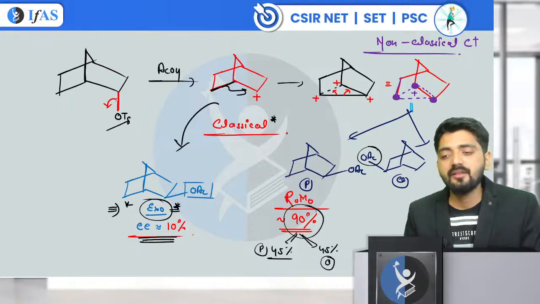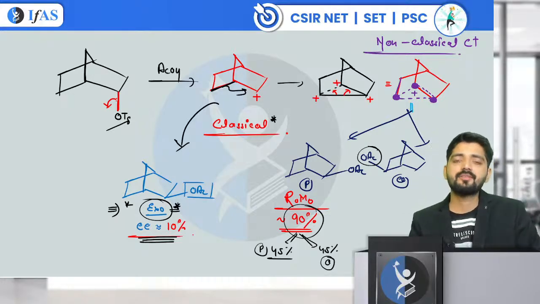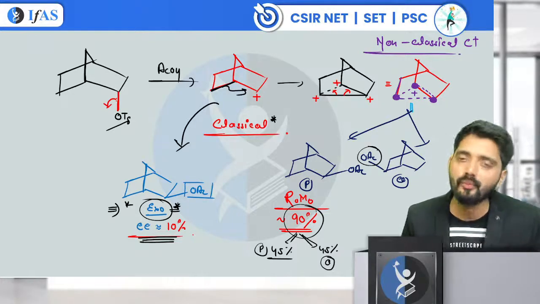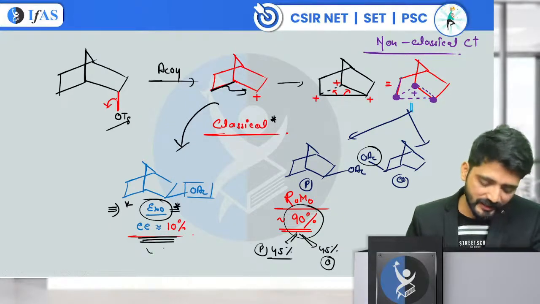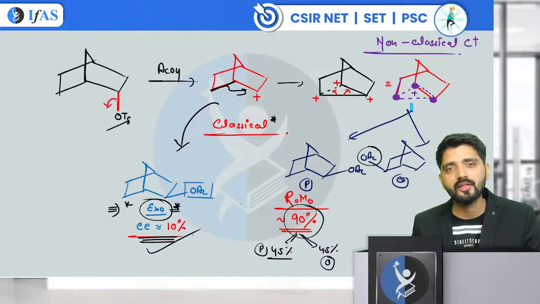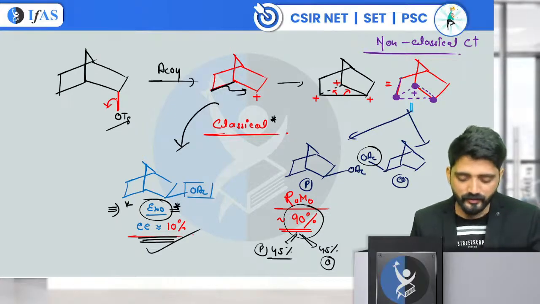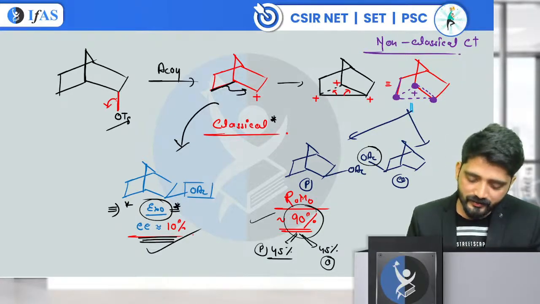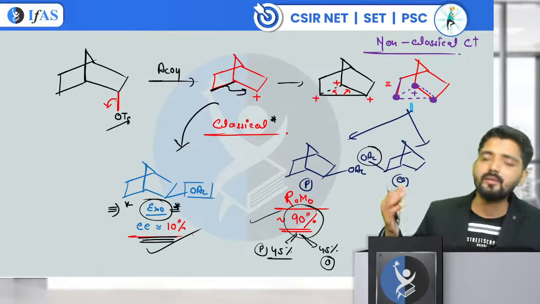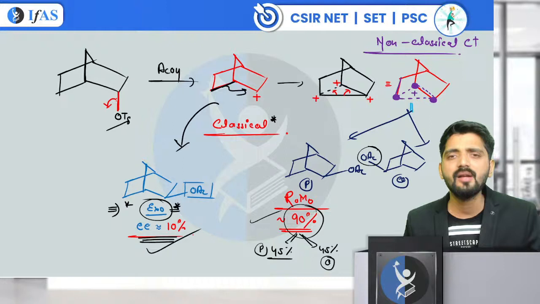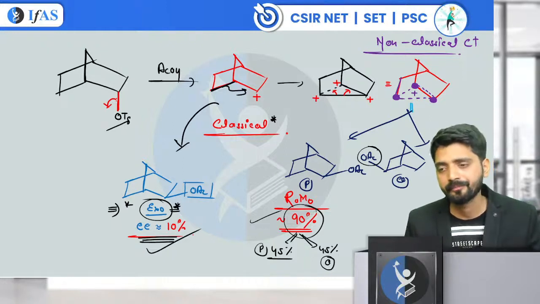So when we have this substituent, that is OTs, the leaving group at the endo position, what we observe is that 10% enantiomeric excess product is formed for this case, and 90% is the racemic mixture. If you go more exact, the data says that it will be 93 and 7%, but you need to understand the concept.